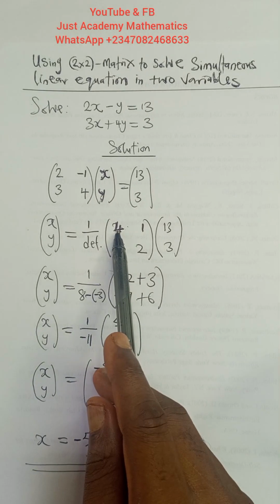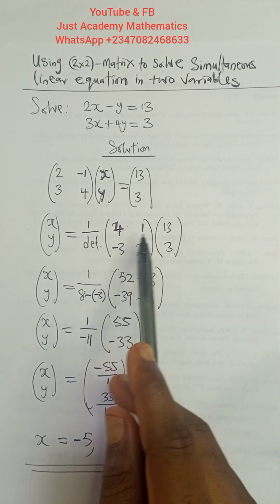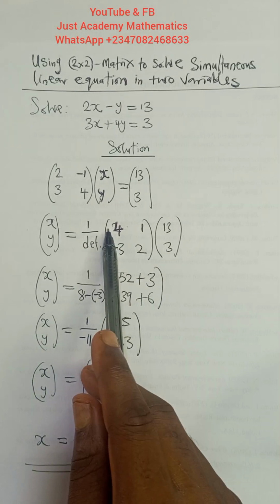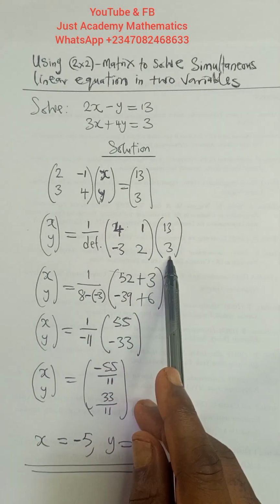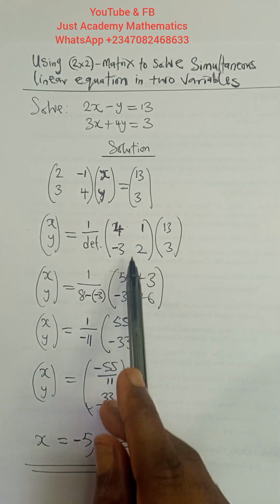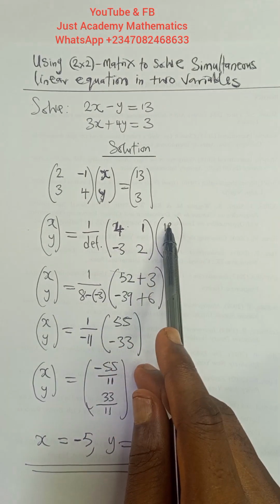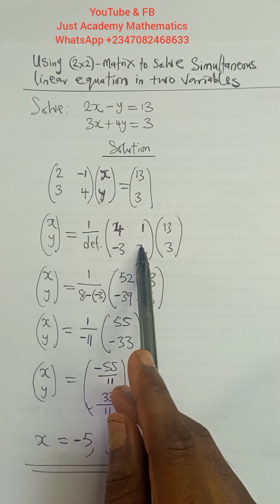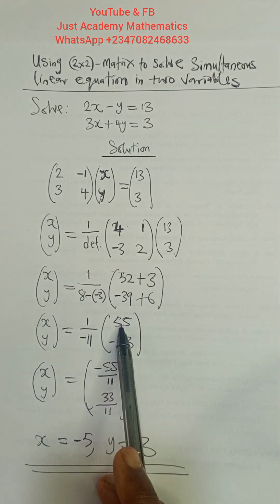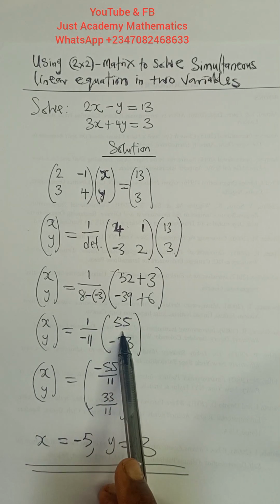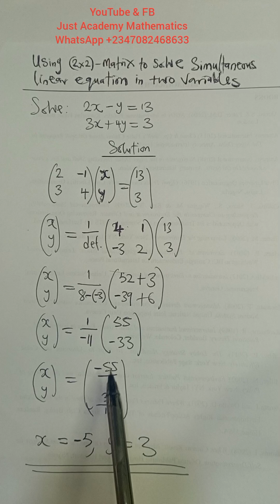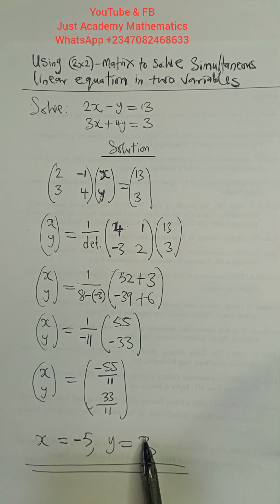Are you with me? Then this is the multiplication of this and this will give us this. How? Row times column, row times column. 4 times 13, 52. Plus 1 times 3, 3. Minus 3 times 13, 39. Plus 2 times 3, 6. You add up, you get these two. So when you open the bracket, you get this. This divided by this, minus 5 and 3.